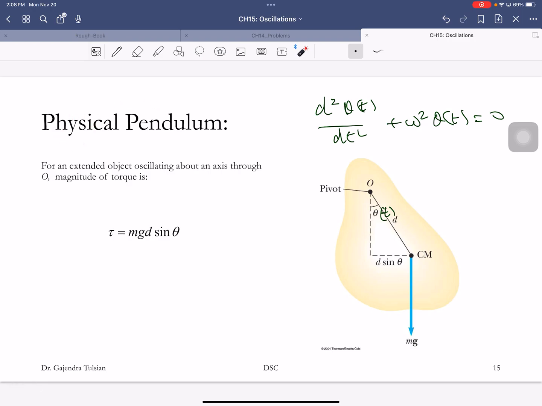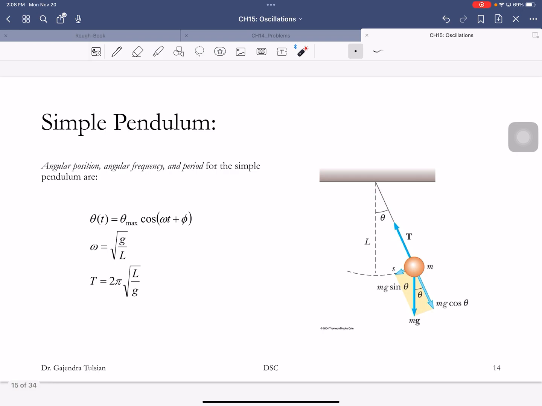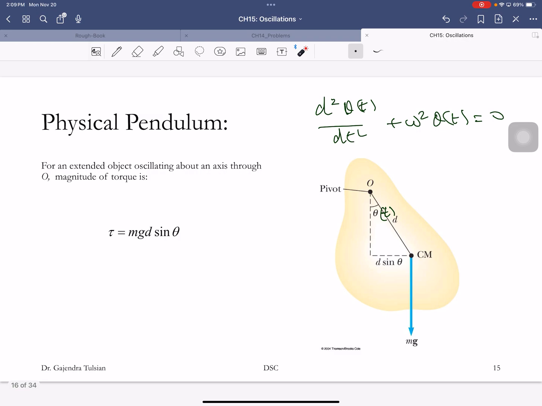Here's a physical pendulum. A simple pendulum is a small, heavy object hanging from a long string. The dimension of this is small compared to the length of the string. A physical pendulum is one where the mass is distributed all over. So for instance, this object can be a physical pendulum.